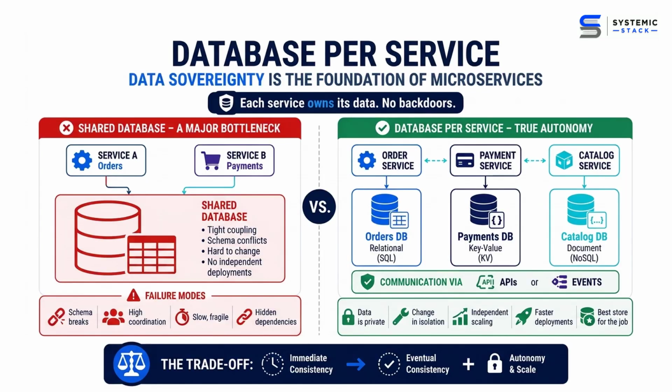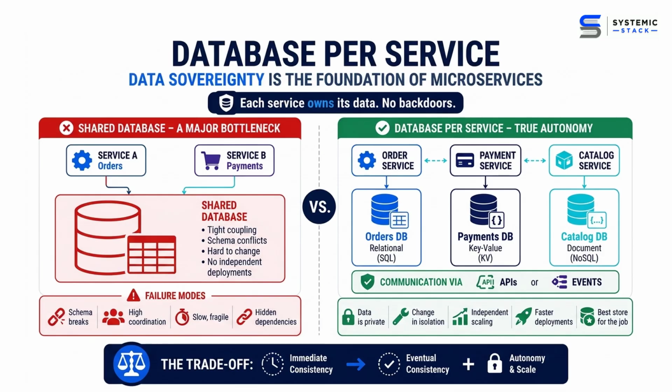To implement data sovereignty, we use the database per service pattern. This works by giving every microservice its own private database, which could be an entirely different type of store depending on the needs of that service. For instance, your catalog might use a document store while your ledger uses a relational database. What matters here is that it allows you to pick the best tool for the job and ensures that schema changes are isolated. A primary failure mode is the distributed transaction nightmare.